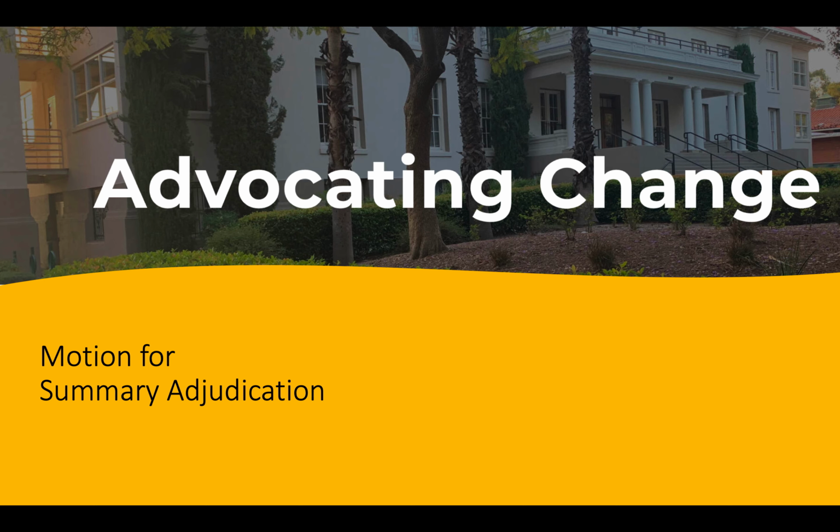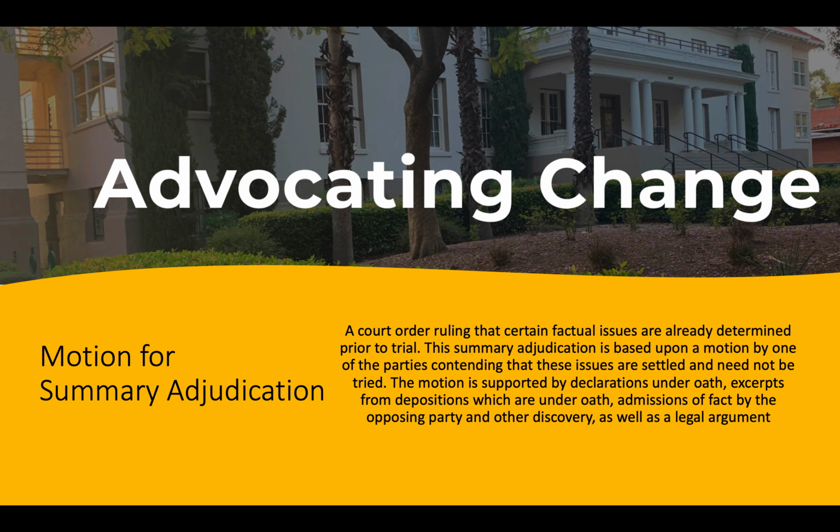A motion for summary adjudication is a court order ruling that certain factual issues are already determined prior to trial. This summary adjudication is based upon a motion by one of the parties contending that these issues are settled and need not be tried. The motion is supported by declarations under oath, excerpts from depositions which are under oath, admissions of fact by the opposing party, and other discovery as well as legal argument.